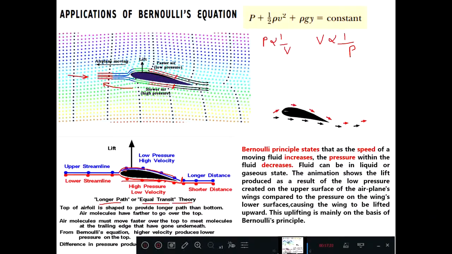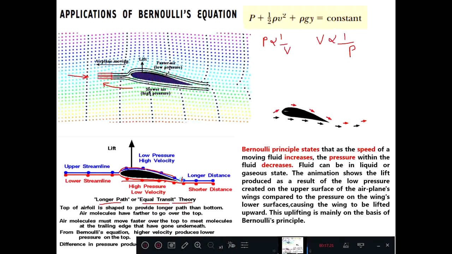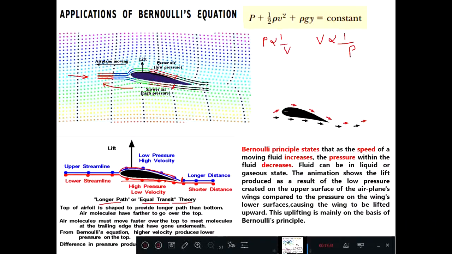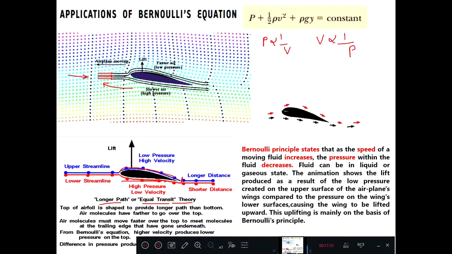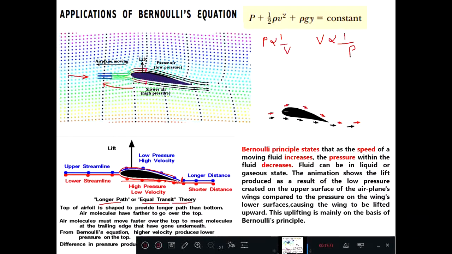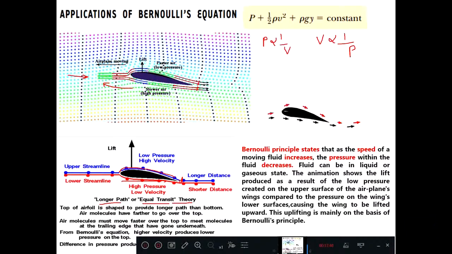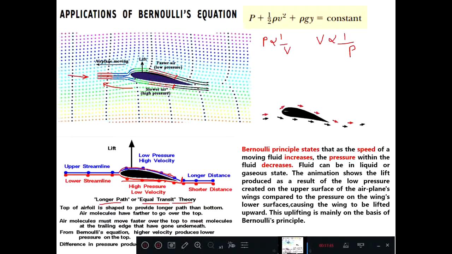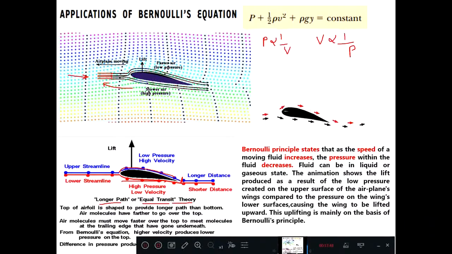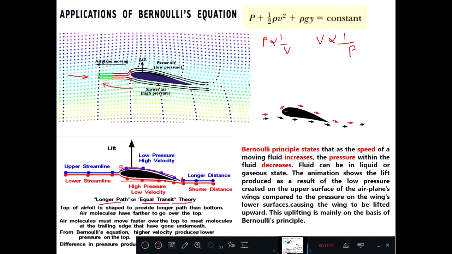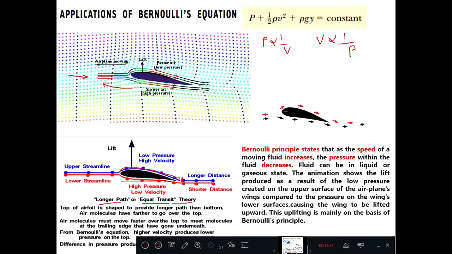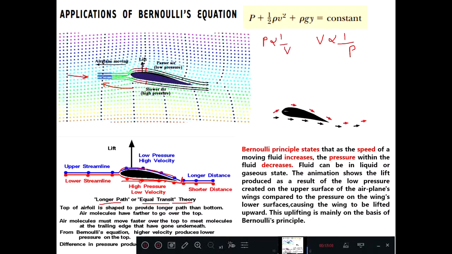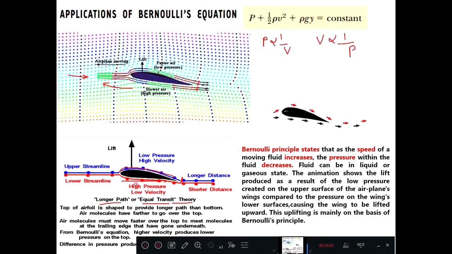what will happen? To reach this point, this side particle will be moving very fast, because it's a longer path, and this particle on the shorter path will be moving very slowly and reach this particular point in a stipulated time. But this particle will again move very fast, and they again reach at the same time. Since on the upper side of the wing the velocity of the air particles is high, the pressure will be low here. On the lower side, the velocity of the air particles will be low, hence it is the reason for high pressure.